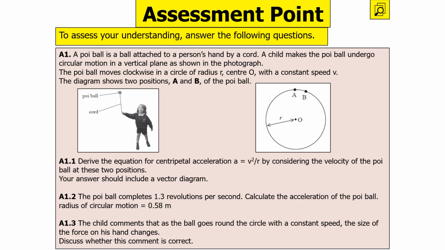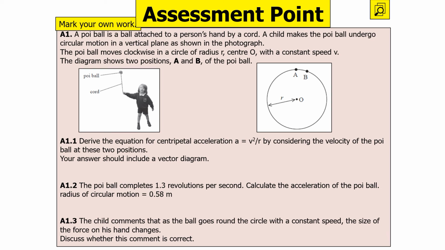The poi ball completes 1.3 revolutions per second. Calculate the acceleration of the poi ball. The radius of the circular motion is 0.58 meters. Then the child comments that as the ball goes around the circle with a constant speed, the size of the force on his hand changes. Discuss whether this comment is correct. So pause the video now, then unpause the video when you want to go through your answer.